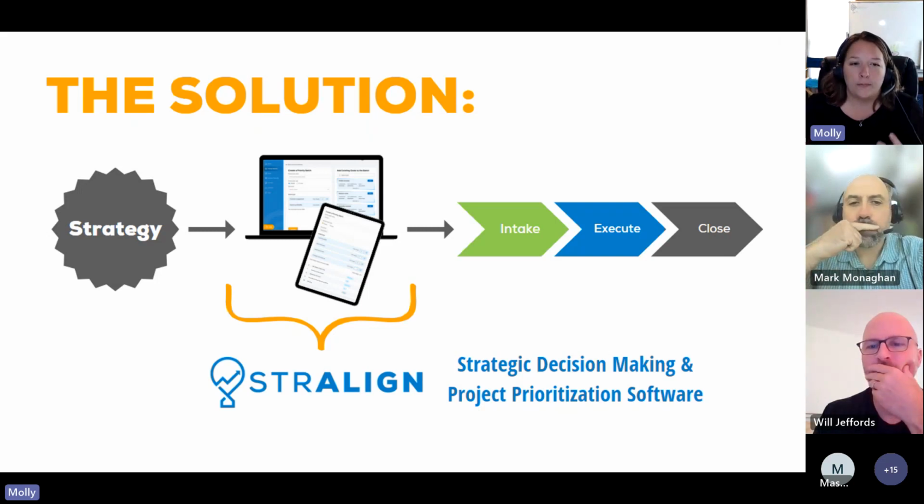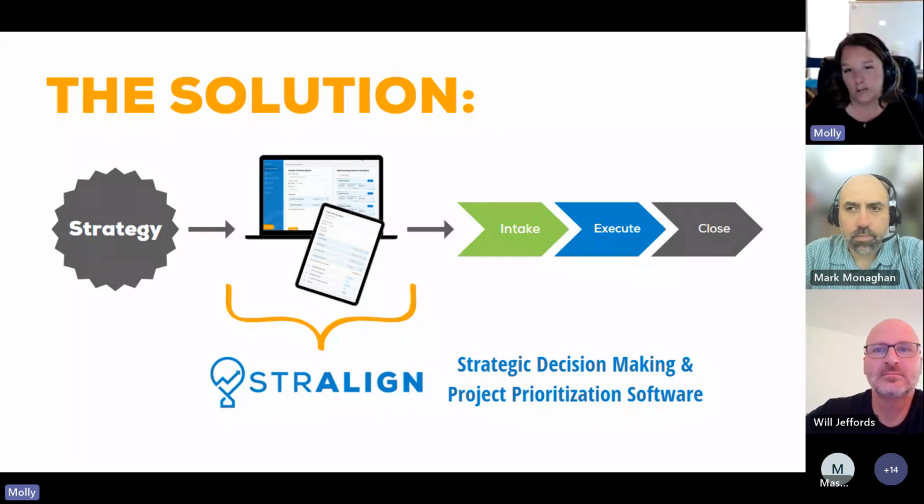But then also, right, those strategic goals and how you're actually sharing those with your awesome subject matter experts and team members. And so StrAlign is a strategic decision-making tool and a project prioritization software. And today we are so excited to share the software with you. It's been a long time coming.